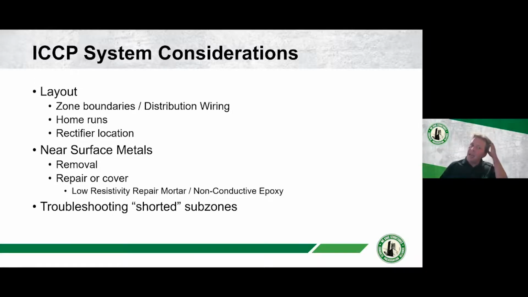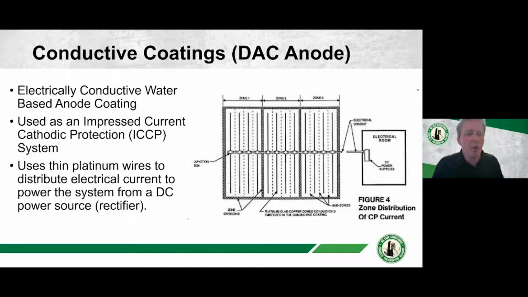Conductive coating, DAC anode. So this is a water-based coating. It's like a heavy build paint that you can use as an impressed current system. A little bit different here. We used thin platinum wires to distribute the DC power into the system from the rectifier. You can see here junction boxes, electrical conduit. This would be your home run. We've got some distribution runs, and then these are broken up into different zones and subzones.